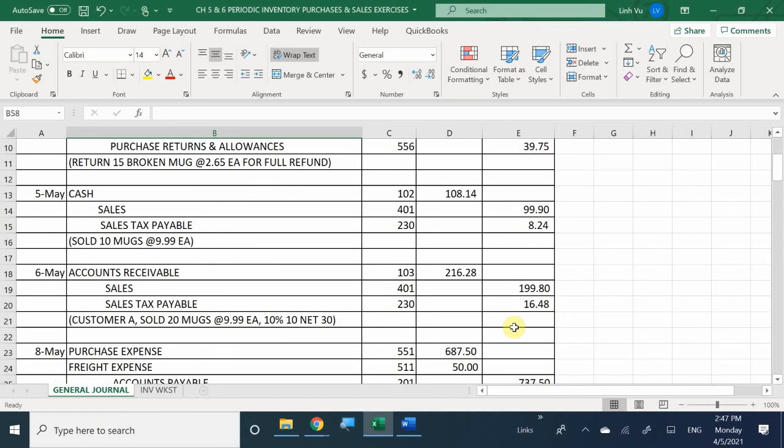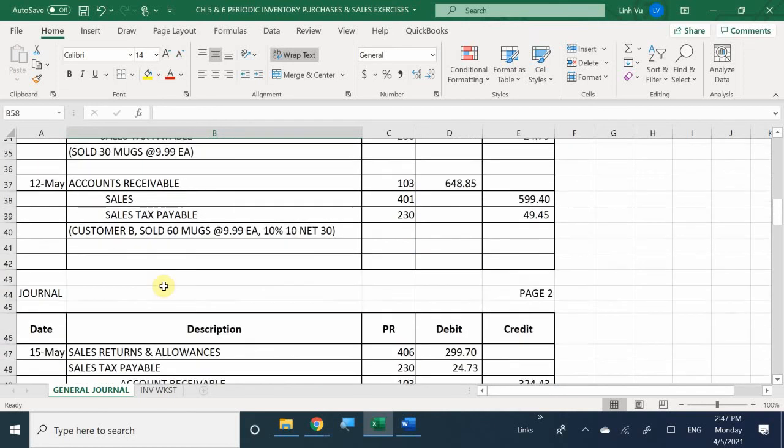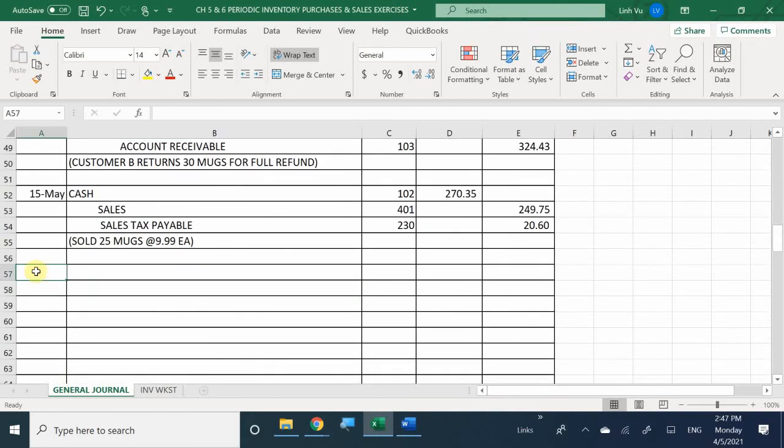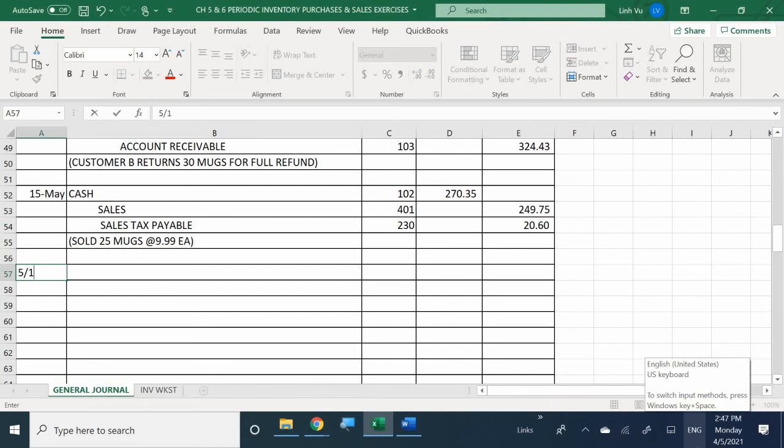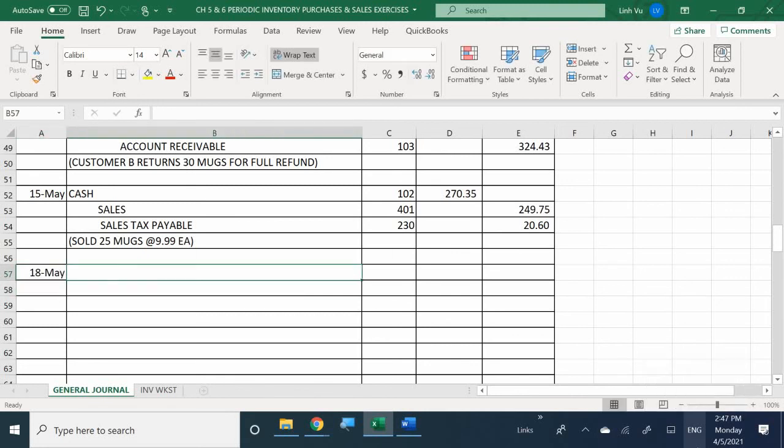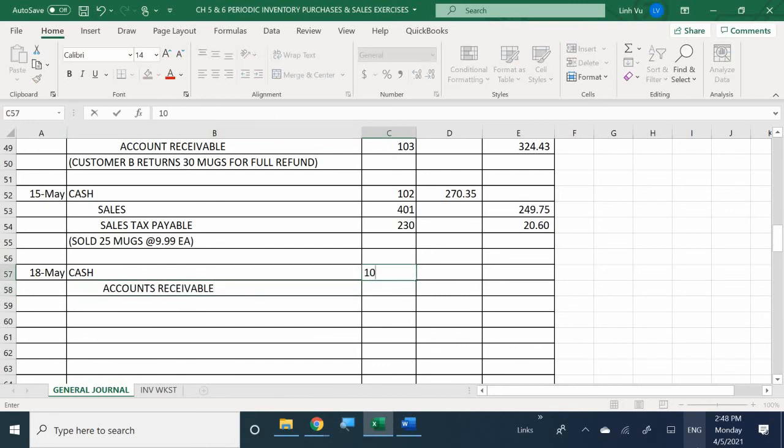$216.28. Good. So that's how much they owe me. If they're going to pay me in cash, in full, what is my journal going to look like? You would do the cash because you're receiving the cash in full, and then you would credit your accounts receivable. Correct. Because they're reducing the amount they owe me, right? By paying me.